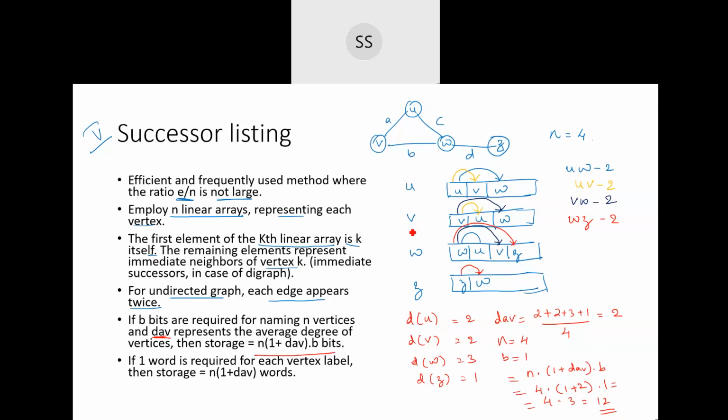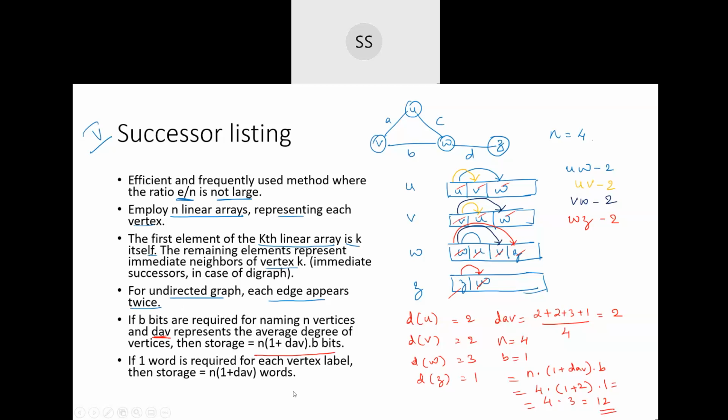Each vertex requires one bit. So when you look here, 1 2 3 4 5 6 7 8 9 10 11 12, isn't it? So how much storage will we require? We require only 12. Had we represented each vertex with 2 bits, it would be 12 into 2, that is 24 bits. It is proved. So I just wanted to show you that point. That is n into 1 plus DAV into B bits is required as storage.